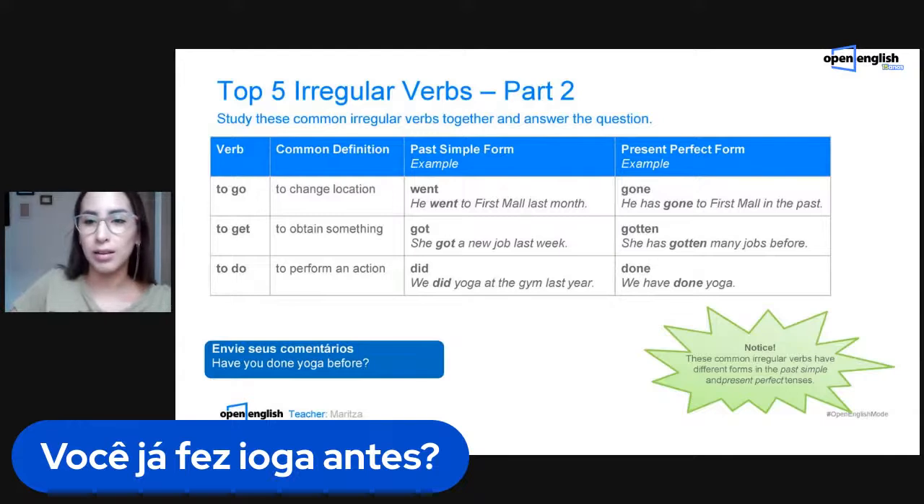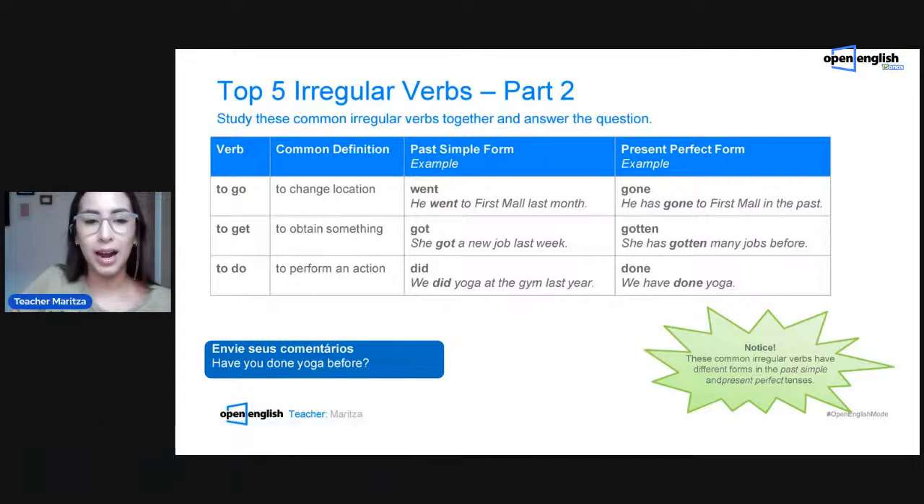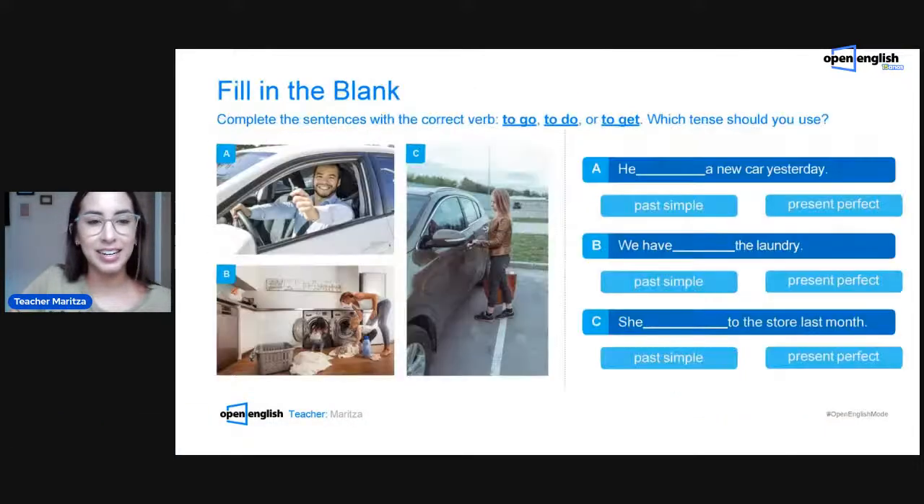So do we have any yoga fans here? All right. Monica says, I've never done it before. Monica, excellent use of a contraction and the negative form of these different tenses. Very good, Monica. Excellent. So let's move on to our last practice exercise here.